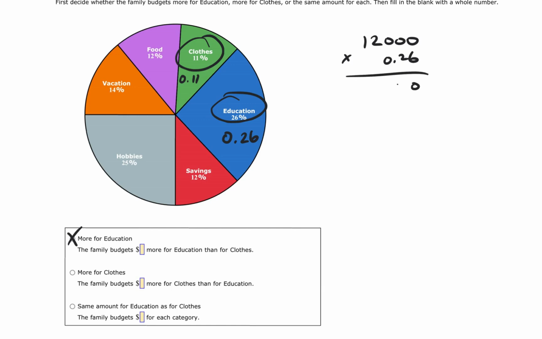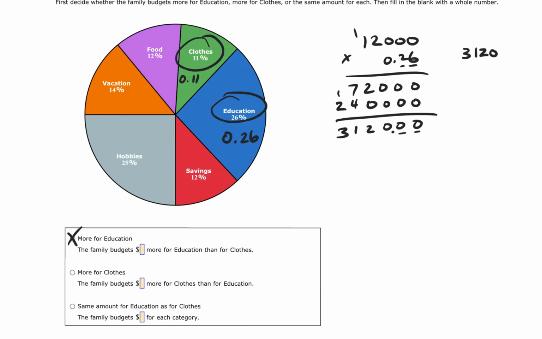Just like before, if you have the ability to use a calculator, definitely do that. It will make this much quicker. 4 and 2. Adding this up, 11. And 2 digits after the decimal point. So we have $3,120 for education.